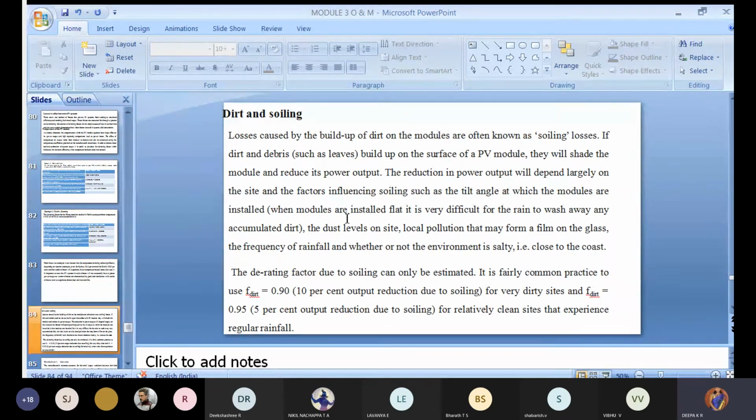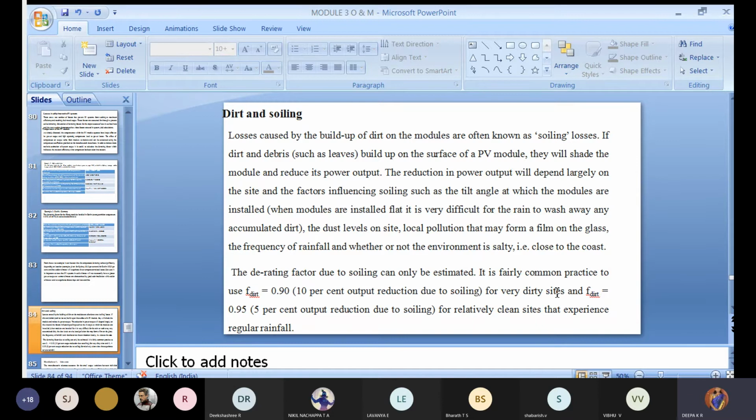If not, of course, manual maintenance has to be carried out. So as we know, the dirt derating factor, how will it be evaluated? There are two cases. One is where the place has less dust and frequent raining is happening. In that case, what happens? It will clean by itself, so your maintenance will be reduced. Another is where you do not have frequent raining. So in that case, what is the calculation? You can see here the derating factor due to soiling can only be estimated. It is a fairly common practice to use F dirt as 0.90. Normally they take 0.90 as the first case, that is a 10% output reduction due to soiling.